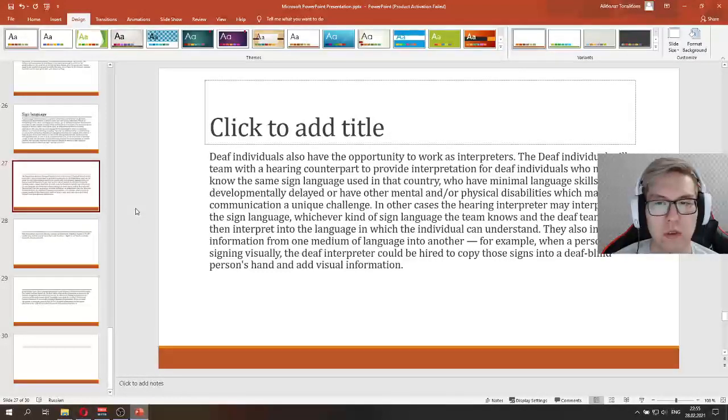They also interpret information from one medium of language into another. For example, when a person is signing visually, the deaf interpreter could be hired to copy those signs into a deaf-blind person's hand and add visual information.